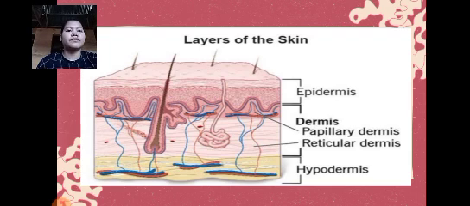Second one is, this is the picture of the layers of the skin. First one is the epidermis, dermis, and hypodermis. This is the epidermis. The dermis has two layers, the papillary dermis and the reticular dermis.